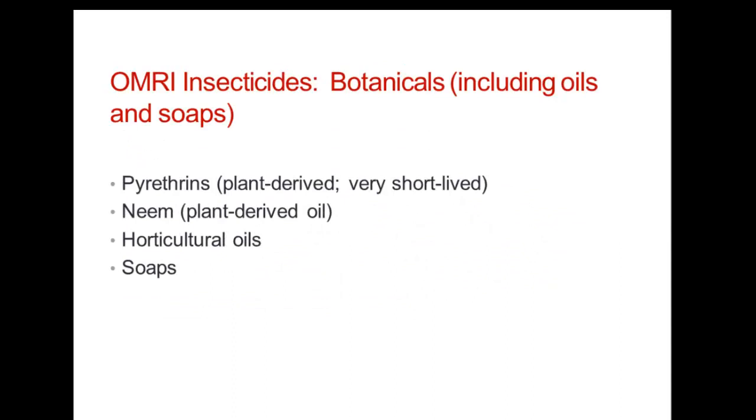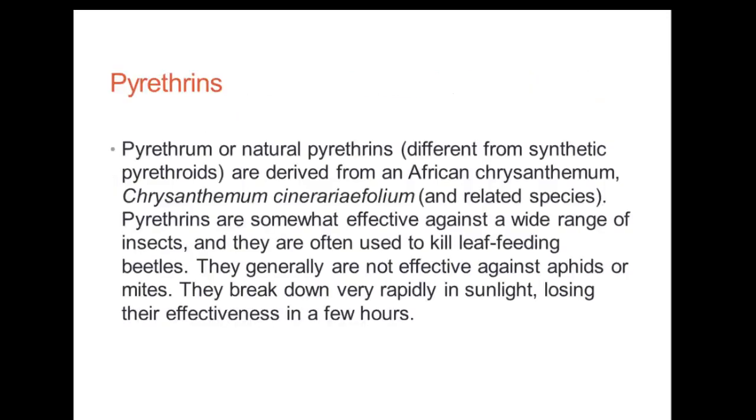There are plant-derived products that we could broadly say include oils and soaps: pyrethrins, neem, horticultural oils, and insecticidal soaps. The pyrethrins are derived from an African chrysanthemum and some other flowers that are closely related. The ones that you use as a packaged product generally are extracts of those flowers. They contain one or more of this group of naturally occurring chemicals called pyrethrins. They're generally pretty good against leaf-feeding beetles, some caterpillars, not aphids or mites, and basically they break down extremely rapidly.